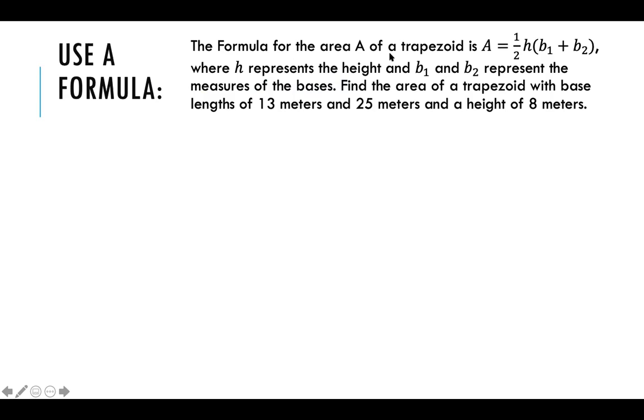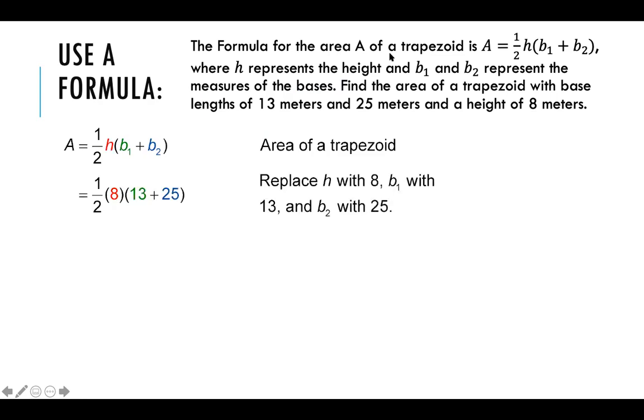So we're going to find the area of a trapezoid with base lengths 13 meters and 25 meters and a height of 8 meters. So we're going to take our formula and substitute in 8 for h, 13 for one of the bases, and 25 for the other base. And using our PEMDAS, we're going to evaluate what's inside our parentheses. So 13 plus 25 is 38.